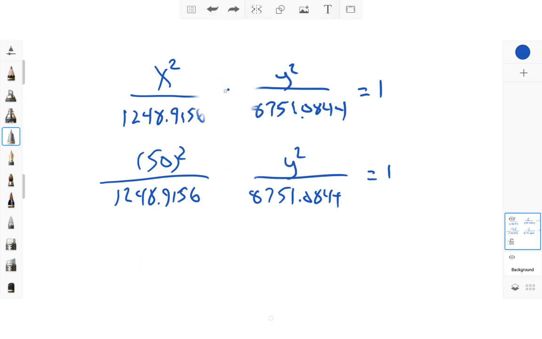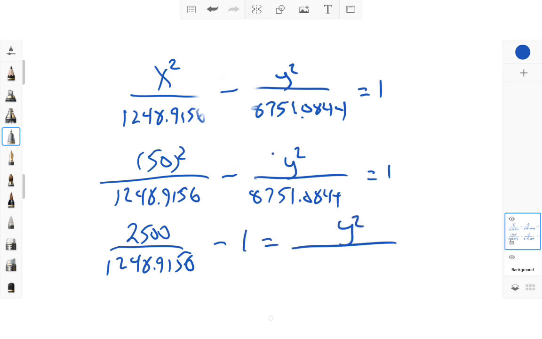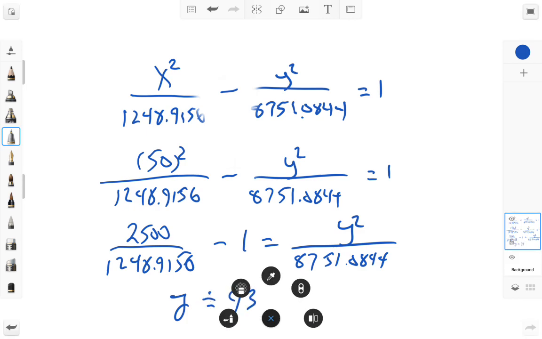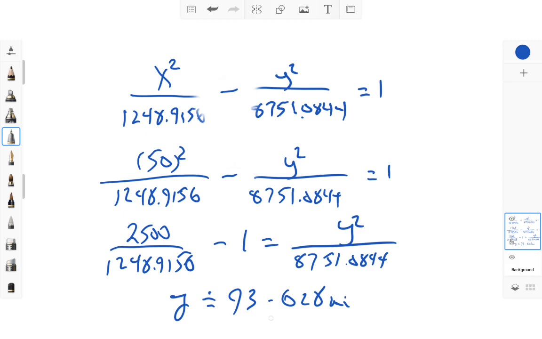Okay. So this is minus because it's a hyperbola. Okay. So if we transpose, we can get that 2500, that's 50 squared, over 1248.9156 minus 1 equals y squared over 8751.0844, so we add the y squared term to the right side and we subtract the 1 to the left side. And again, I'll spare you the T84 nonsense right now. So plug that into your calculator, 2500 over 1248.9156 minus 1, and then multiply by the 8751.0844, and you get y squared. When you square root that, y is approximately 93.628 miles. Whoops. 93.628 miles. And that solves the LORAN system problem.